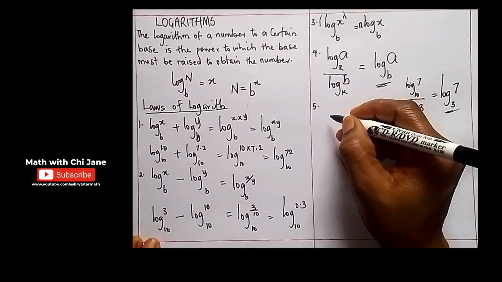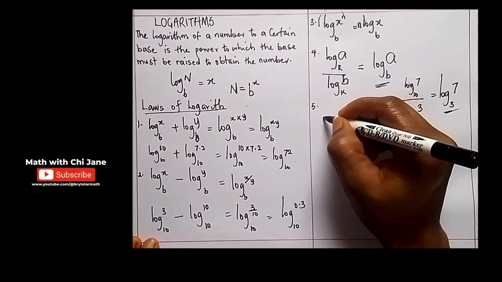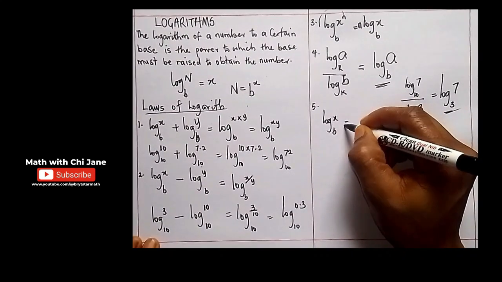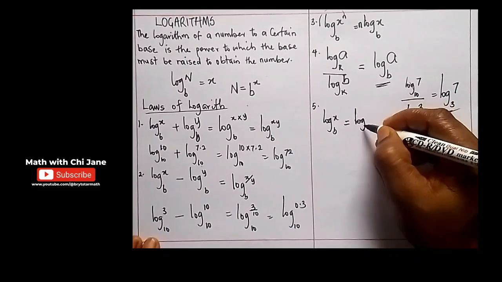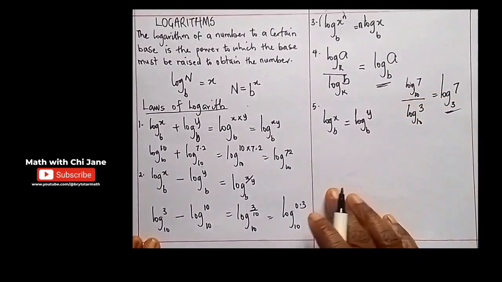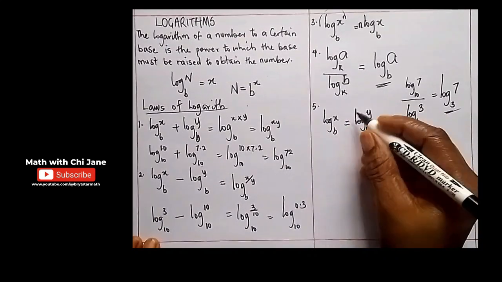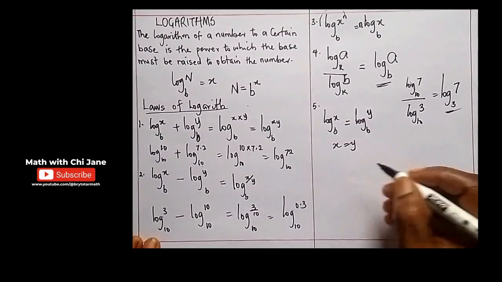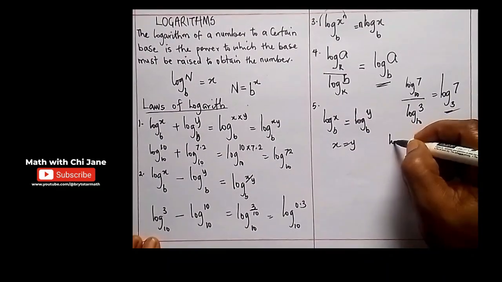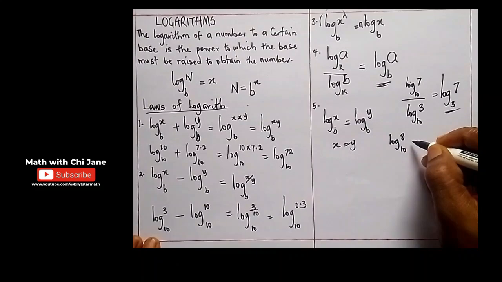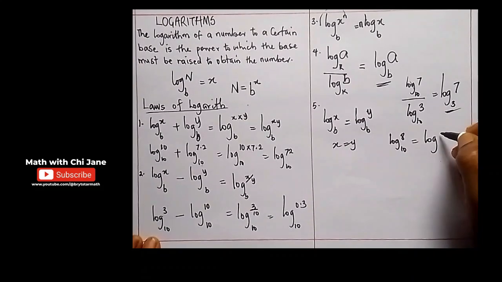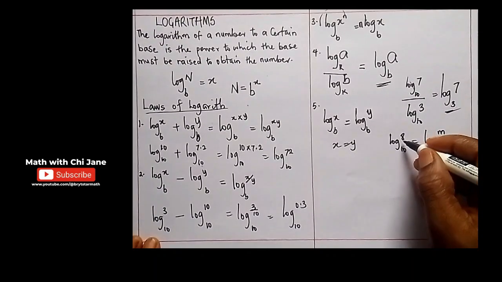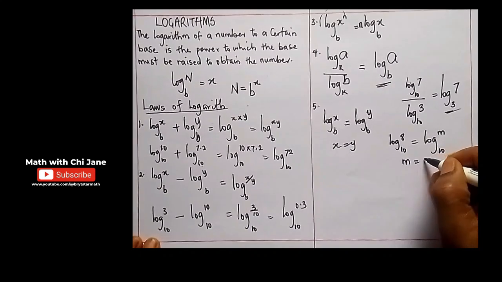Alright, the next law is where we have log x base b equal to log y base b. Remember, even in indices, it's that same way. You equate the numbers, which is x is equal to y. Now, where we have an example, we have log base 10 of 8 equals log m base 10. You equate the numbers, sorry. We have m is equal to 8.